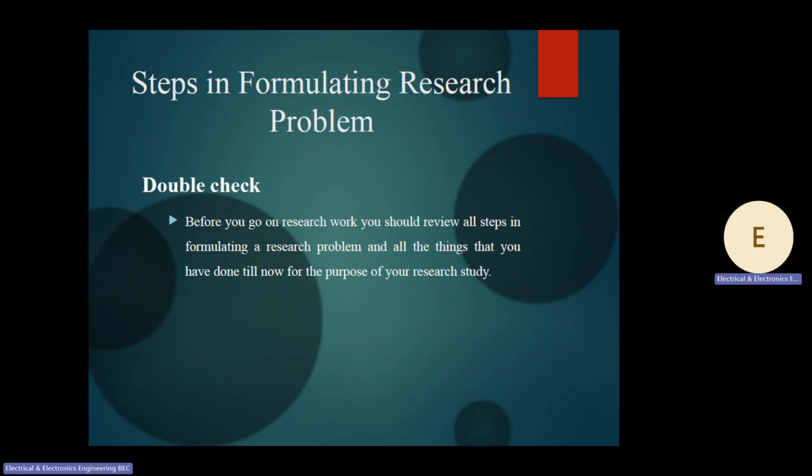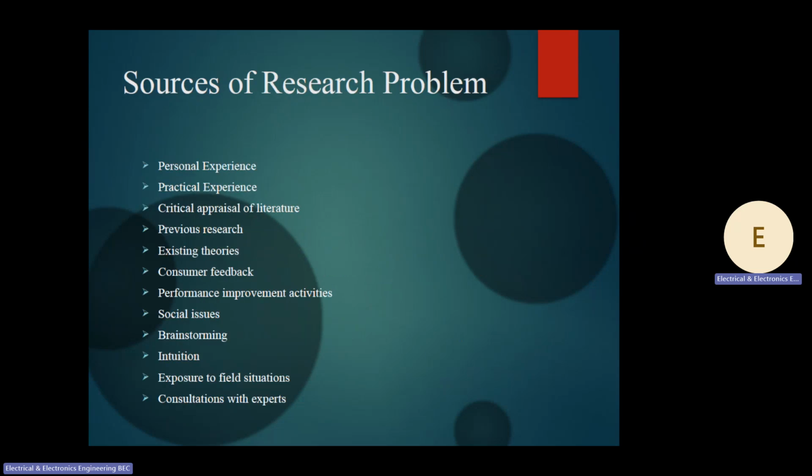So double check whenever you are selecting and formulating a topic, and what you have done till now, for the purpose of your research study. These are the different sources of research problem. Previously, we said what exactly research means, and now we can say what the different sources of research problem are. These have been given: personal experience, practical experience, critical appraisal of literature, consumer feedback, say from customers if a particular device is not working properly and you have to update it. That's what the software field always does, and our field also works like that. Then social issues, brainstorming, intuition and exposure to field situations, and consultation with experts.